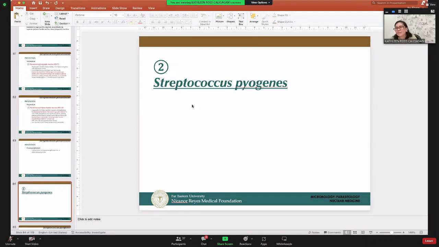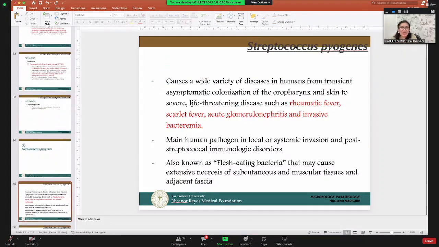Then number 2, Streptococcus pyogenes. It's already 4:30, and I still have Neisseria. Streptococcus pyogenes, its manifestation is somehow similar to Staphylococcus aureus. It causes a wide variety of diseases in humans, from transient asymptomatic colonization of the oropharynx and the skin to severe life-threatening diseases such as rheumatic fever. So remember, rheumatic fever, scarlet fever, acute glomerulonephritis, and invasive bacteremia.